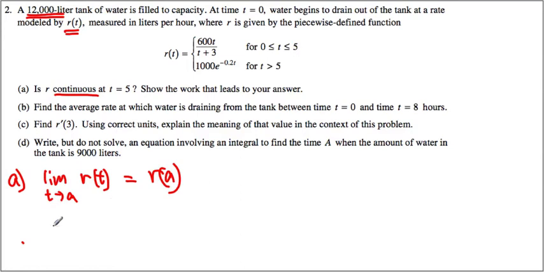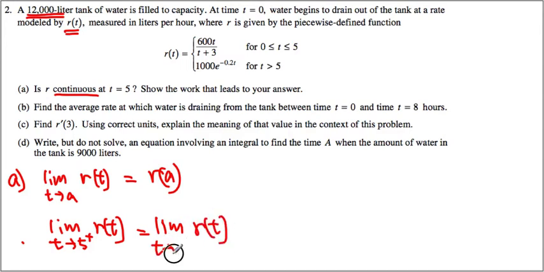In order for the limit to exist, we have to have the limit of R of t as t approaches, in this case 5, so 5 from the right has to be equal to the limit of R of t as t approaches 5 from the left, and that has to be equal to R of 5.